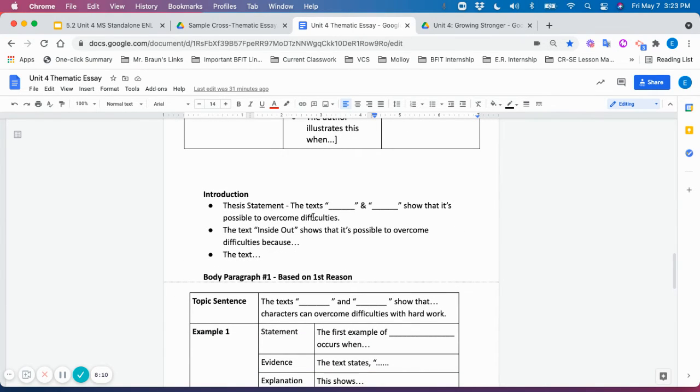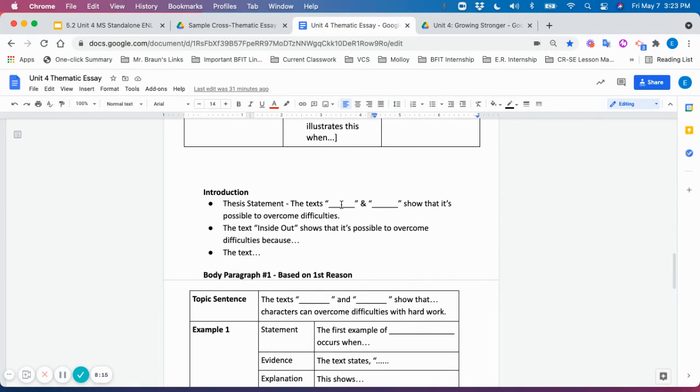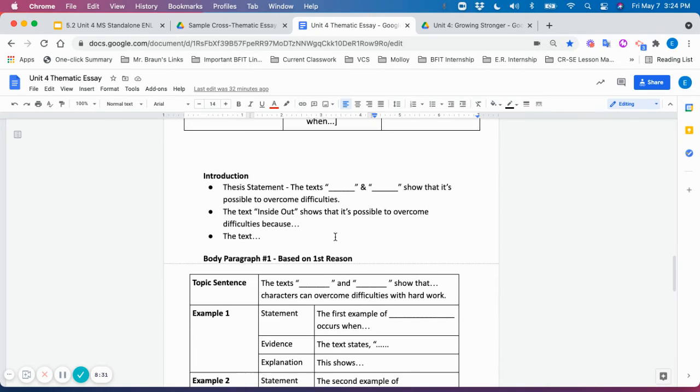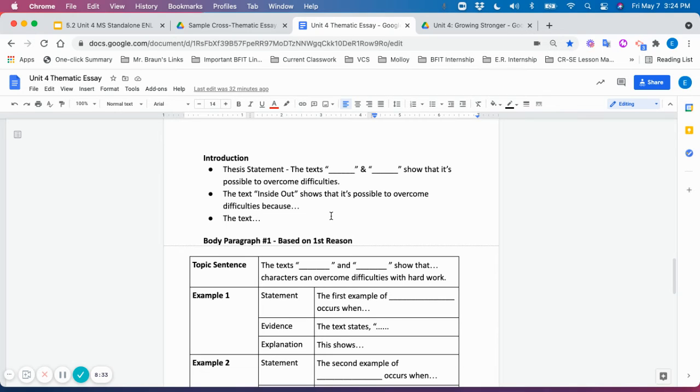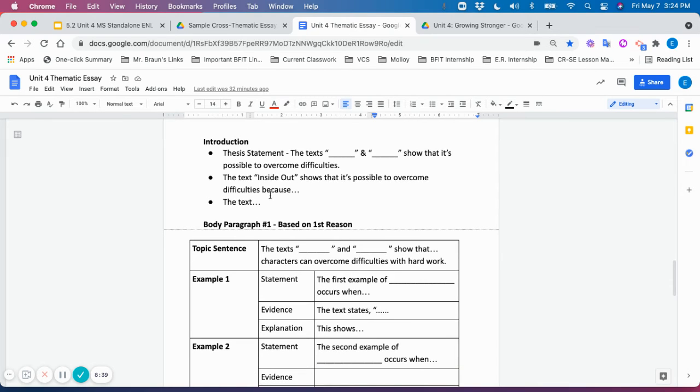So students should reflect on their thesis statement. The texts blank and blank show that it's possible to overcome difficulties. The texts Laura's Key and Inside Out show that it's possible to overcome difficulties. The text Inside Out shows that it's possible to overcome difficulties because, and they could talk about the ways that Francisco was able to overcome his difficulty. Next, the text Laura's Key shows that it's possible to overcome difficulties because, and how she overcame the difficulties she faced.